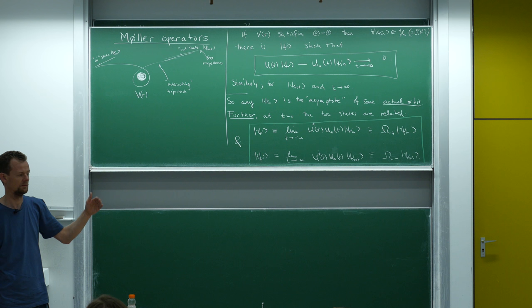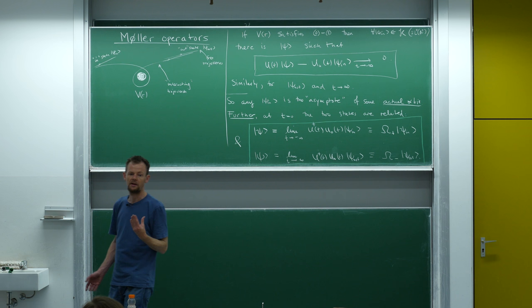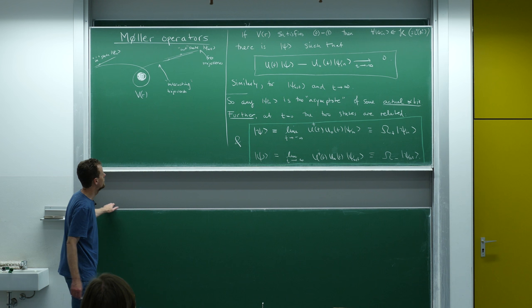Similarly, infinitely far in the future, we have another operator defined by omega minus in this way here. You have to be very careful about operators that are defined as limits of unitary operators. Let's just give an example, just to get you warmed up and to explain some of the subtleties of unitary operators.